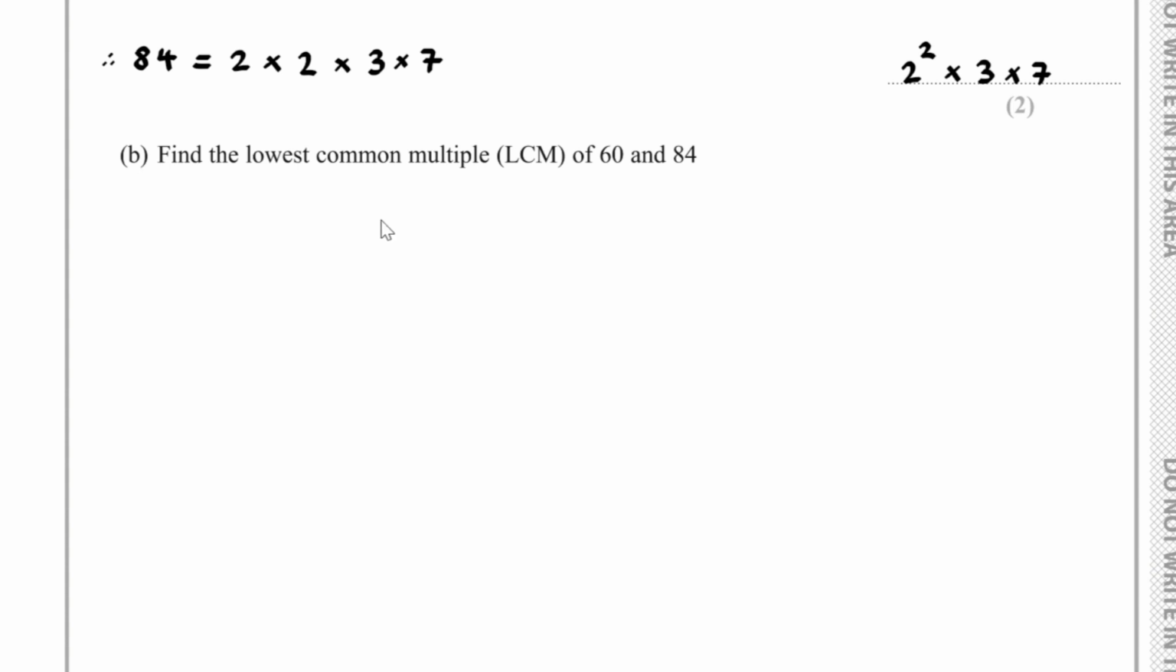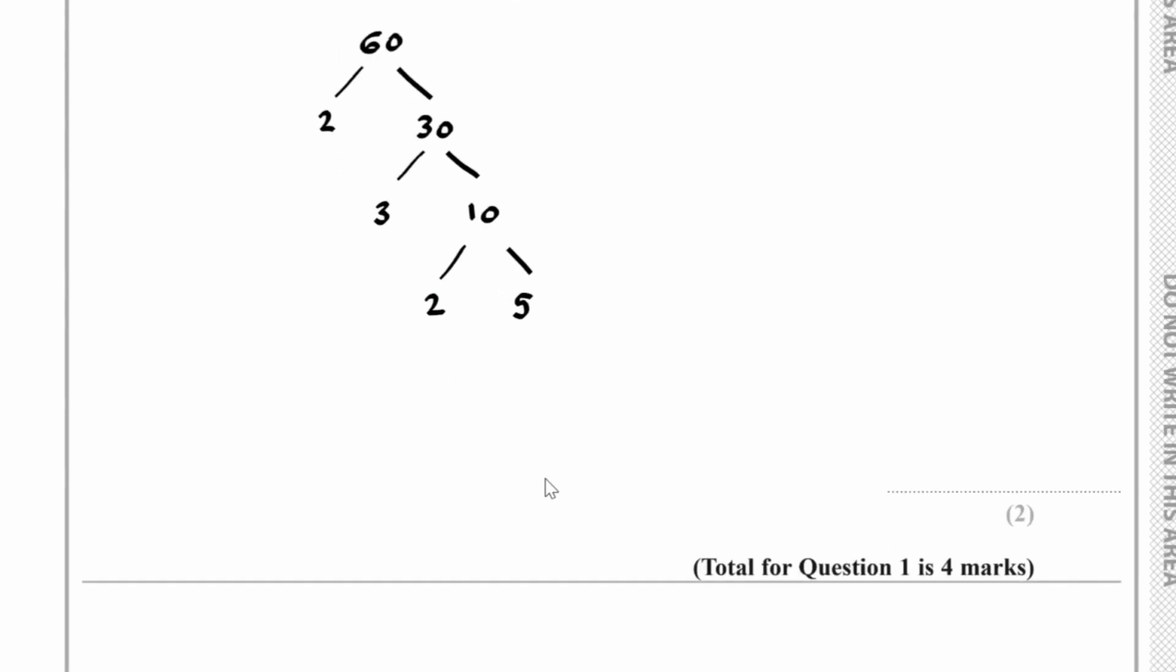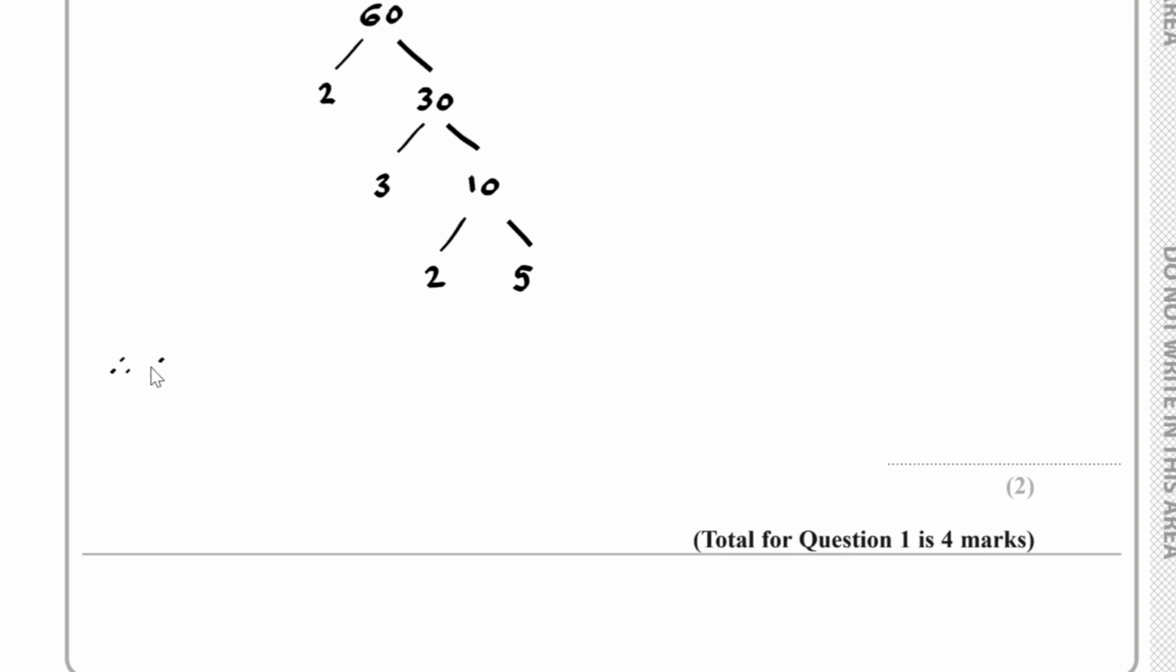Well, 60 we can write as the product of its prime factors. Two numbers which multiply to give 60, we've got 2 and 30. 2 is a prime number, 30 isn't. The 30 we can further split up as 3 times 10. 3 is a prime number, 10 isn't, so the 10 we can further split up as 2 times 5, and 2 and 5 are prime numbers. And so therefore 60 is equal to 2 times 2 times 3 times 5.